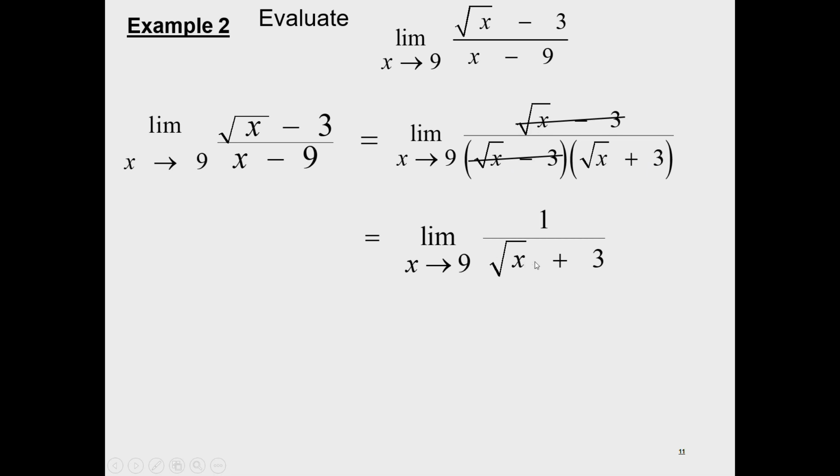So at this place, in place of x, you can put 9 there. So root of 9 is 3. Right? So 1 is there. This root has x, so in place of x we'll put 9. Why 9? Because x is approaching 9, so that is why we are putting 9 here. Root of 9 plus 3, and root of 9, you know, it's 3, so 1 over 3 plus 3 is 1 over 6. So the limit for this entire function is 1 over 6, and we found that algebraically.